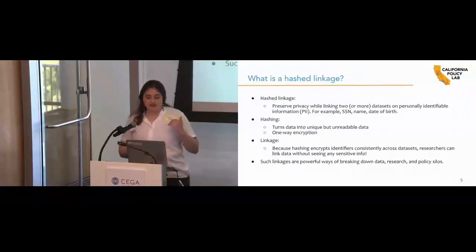Hashing is a method of turning readable data into unique but unreadable data via a one-way encryption process that cannot be reversed. And it does this in a way that allows us to distinguish 2 unique values without actually being able to see that information.